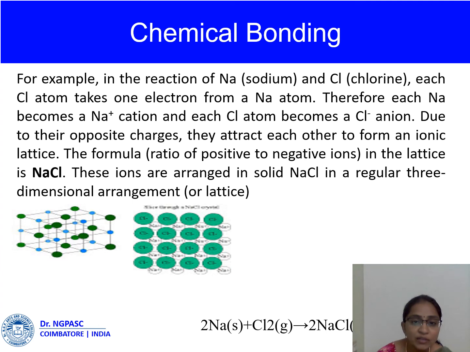The formula, which gives the ratio of positive and negative ions in the lattice, is NaCl. These ions are arranged in solid sodium chloride in a regular three-dimensional arrangement: one sodium ion and chloride ion, then sodium and chloride again. So this is the three-dimensional arrangement, or the lattice. That is, 2Na plus Cl2 gives 2NaCl.